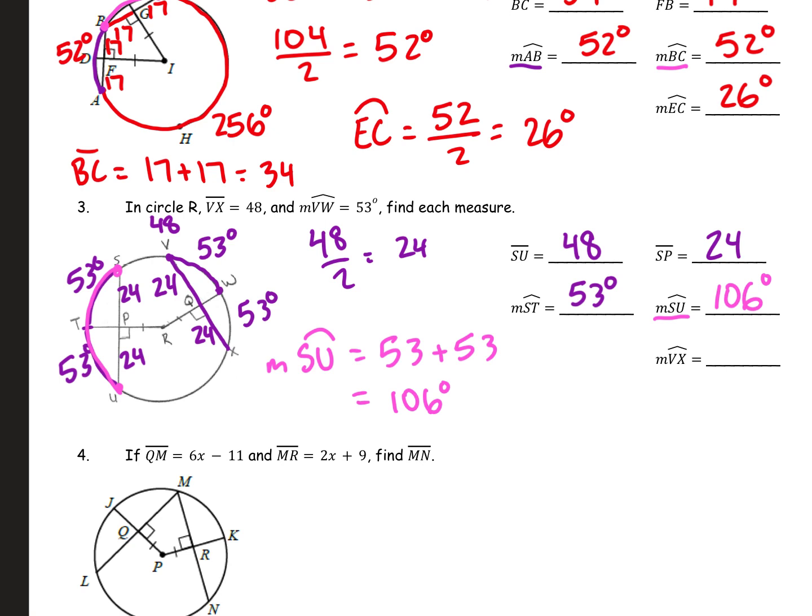And then, because I'm shifty enough, the measure of arc VX. Realize that VX is the whole arc. VX is this whole arc right here, which means it's going to be congruent to SU, and we just found SU. SU was 106. Arc VX is congruent to arc SU, so they're the same measure. A lot of this is just breaking it down to those parts.